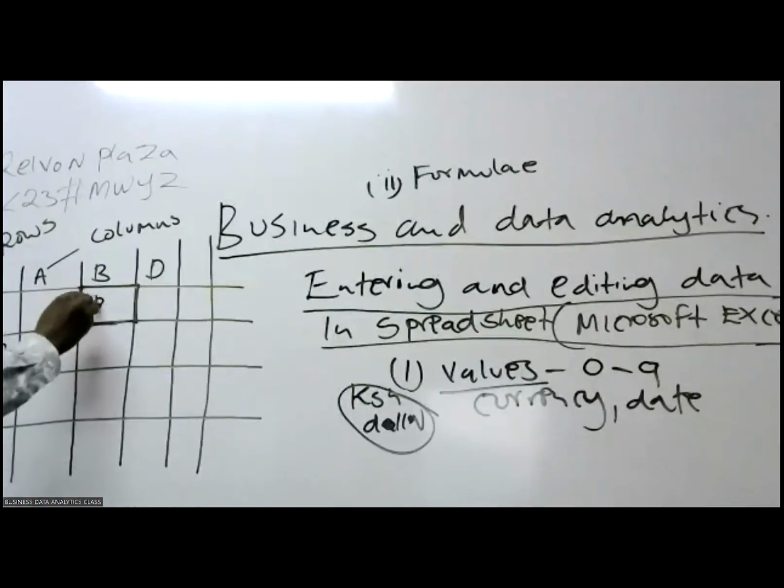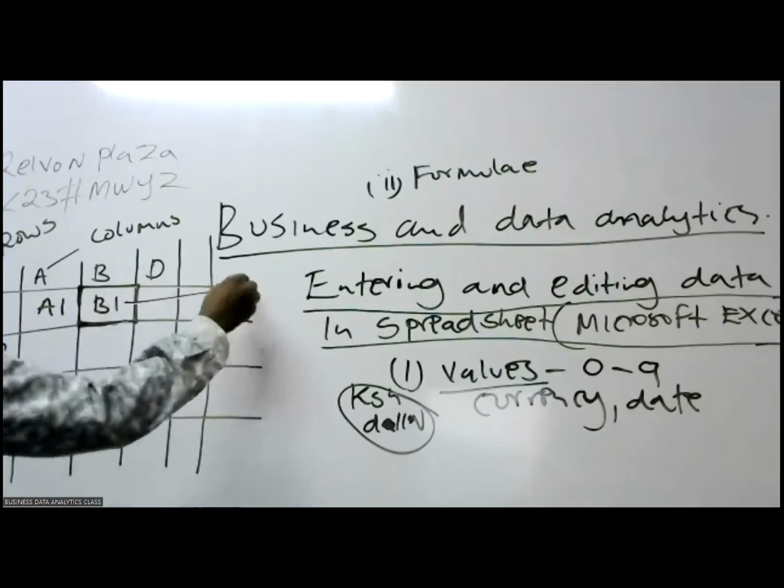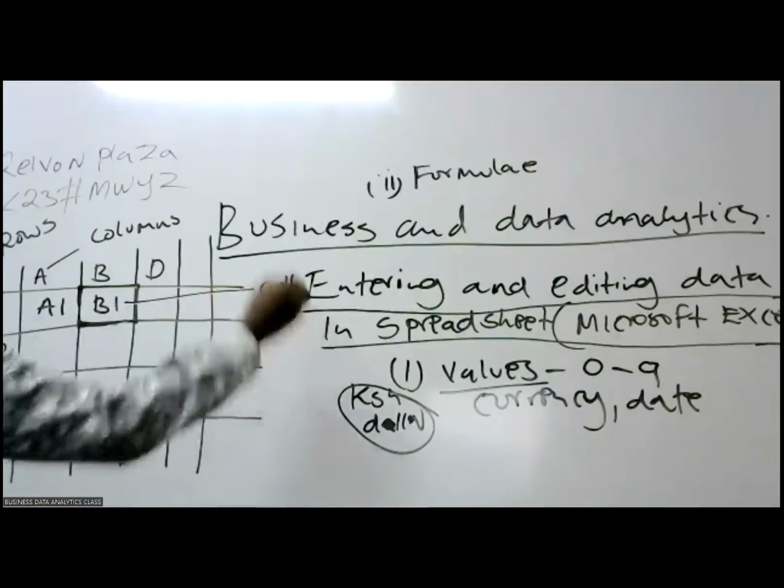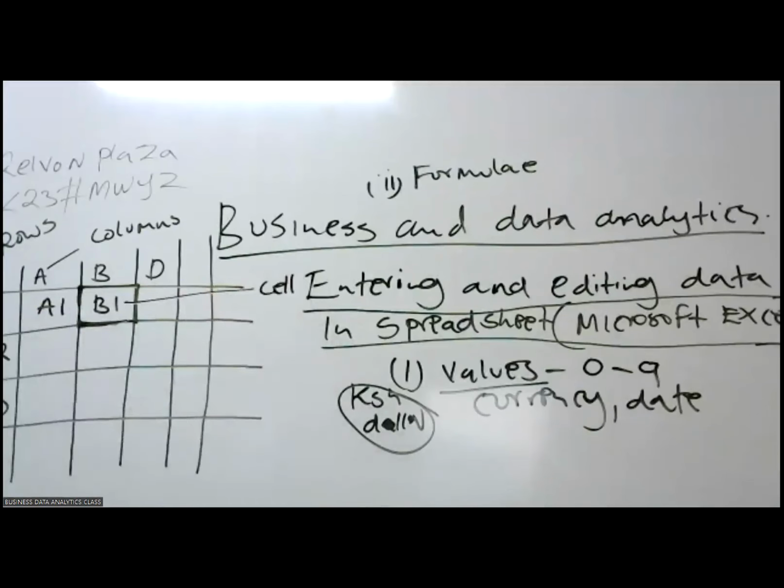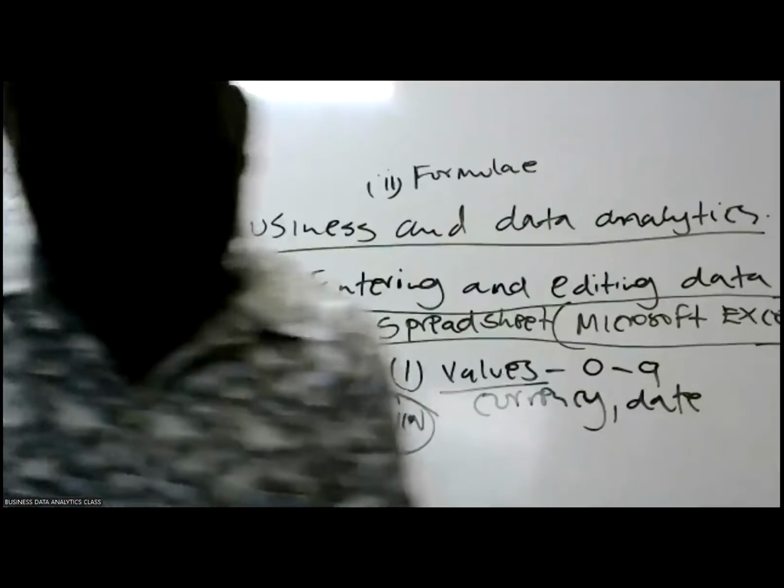It is called B1, column B and row 1, or A1, column A and then row number 1. That is the name of that cell. So the cell we are talking about is this one. This is what we refer to as a cell. The intersection between the columns and rows creates a cell.